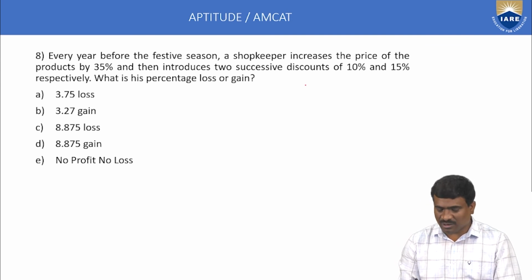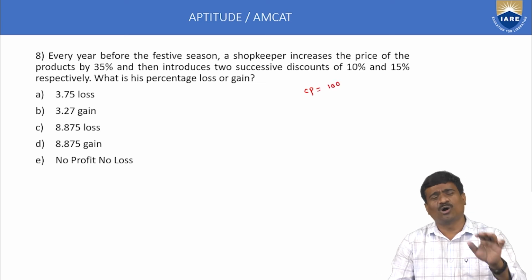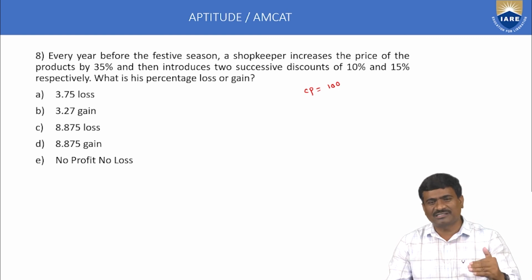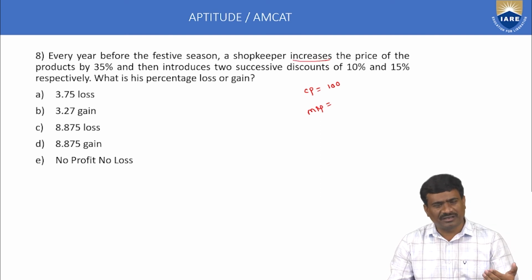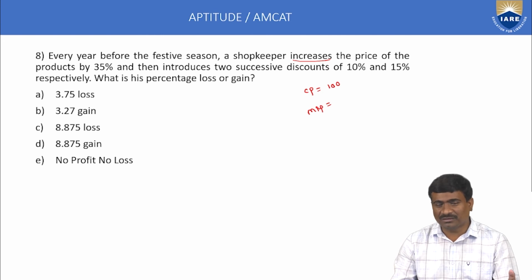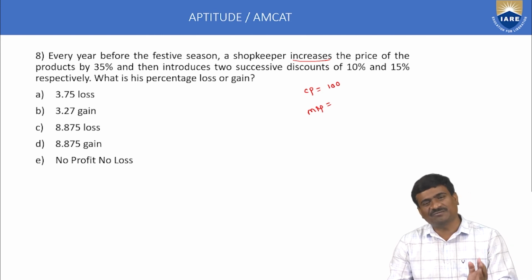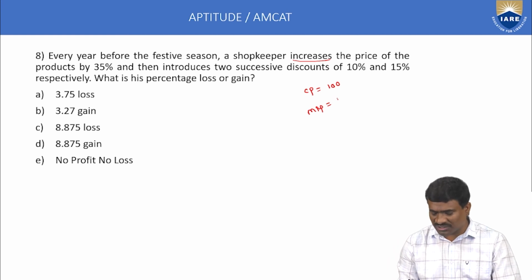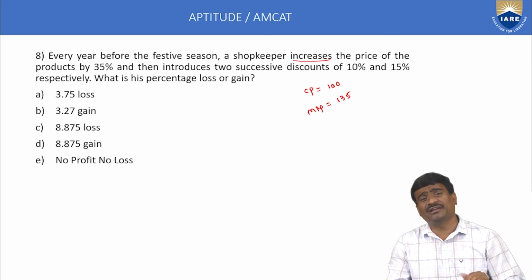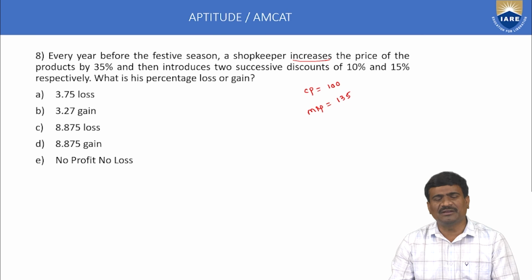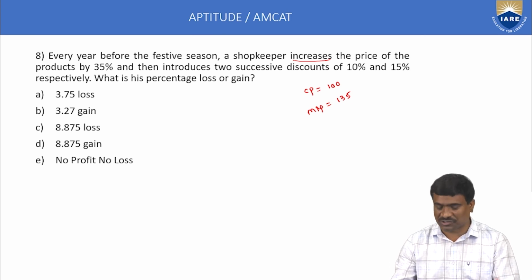Method: here the cost price is not given. Assumption: cost price is equal to 100. Always consider only 100. That is the cost price. Next, find the MRP. Increase means plus operator, decrease means minus operator. 35% increase: 35% of 100 is equal to 35, then MRP is equal to 135.